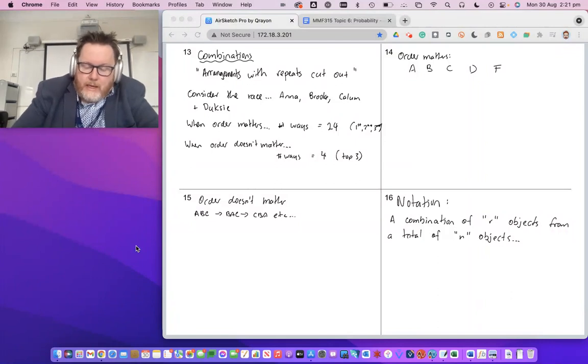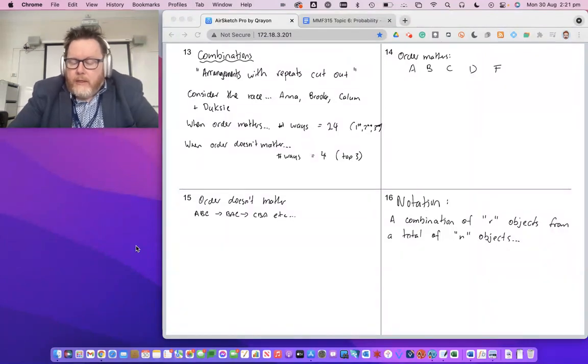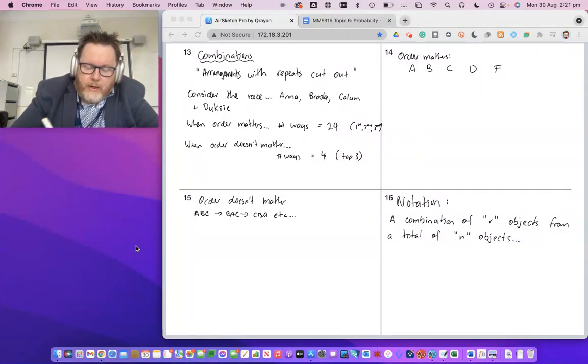So I've got an example here of the race again, but I've added an extra person into the race to make it slightly more interesting. And that's A, B, C, D, and now we've got an F, and you can figure out who the F might be. That sounds rude. I just mean it's Finn. And let's look at getting a top 3 from there.